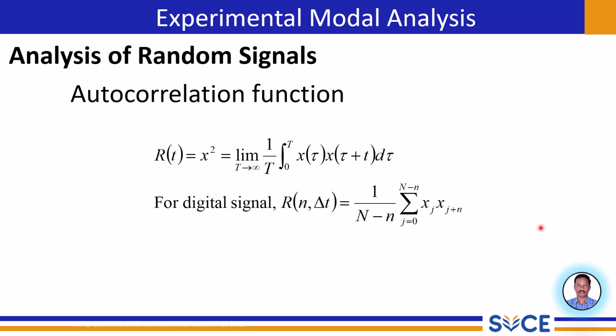In summary, the autocorrelation function is a powerful tool for analyzing temporal dependencies within a random signal, revealing information about its periodicity, nature of randomness, and its power content. It provides a complementary perspective to frequency domain analysis in understanding the behavior of the signals that we encounter in experimental modal analysis.